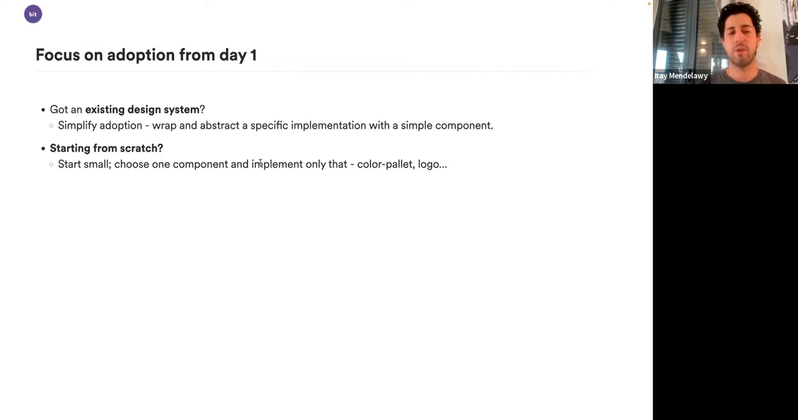If you are starting from scratch, don't try and build everything at once. Choose one component, implement that component, and get that component used by one, maybe two teams, and start from there. Show the ROI and value, not only for the organization, but for the specific teams that use that. It will make it that much easier to start and build a more trustworthy relationship with different teams in the organization through the value that we provide.